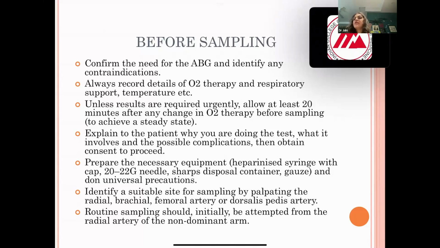Explain to the patient why you're doing the test, what it involves, and the possible complications. Then obtain consent and proceed. Prepare the necessary equipment and don universal precautions. Identify a suitable site for sampling, which can be the radial artery, brachial artery, femoral artery, or dorsalis pedis artery. The commonest we use is the radial artery. Routine sampling should be on the non-dominant arm from the radial artery.